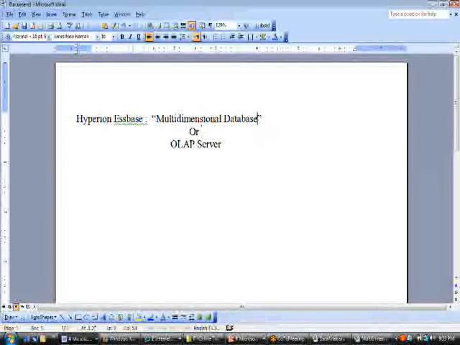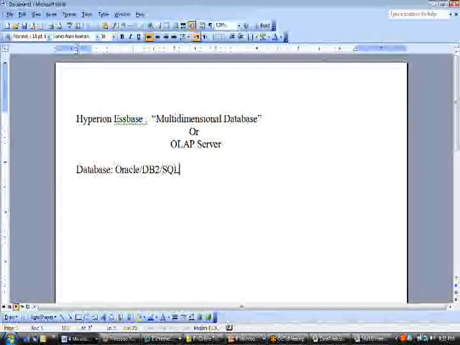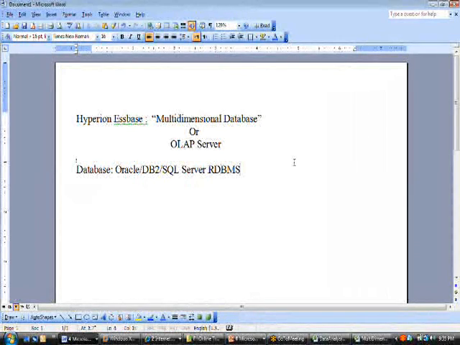And you know what a database is, right? In the simplest way, it's a repository which stores the data. Typical databases are Oracle, DB2, SQL Server. These are typical databases. These are relational databases. But Essbase is not a relational database, it is a multi-dimensional database. So it is different from a traditional database. How is it different from a traditional database?